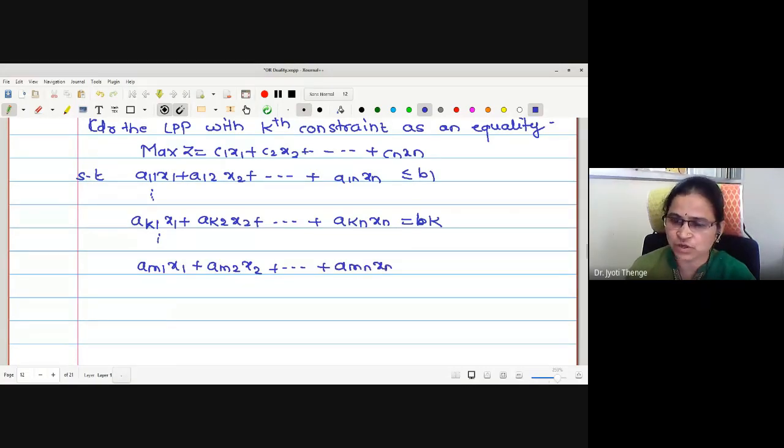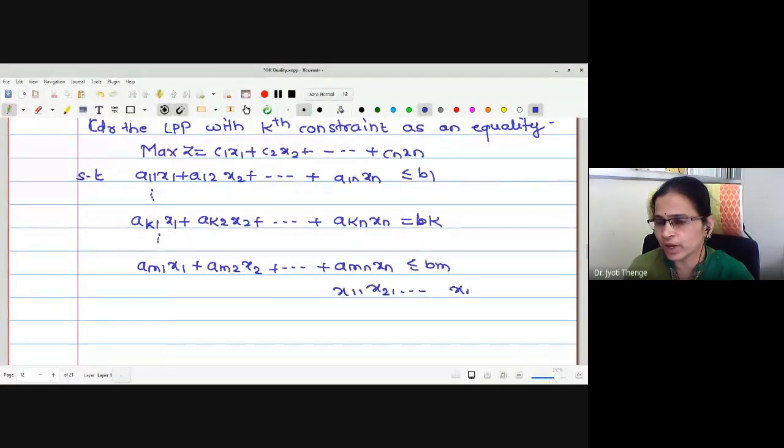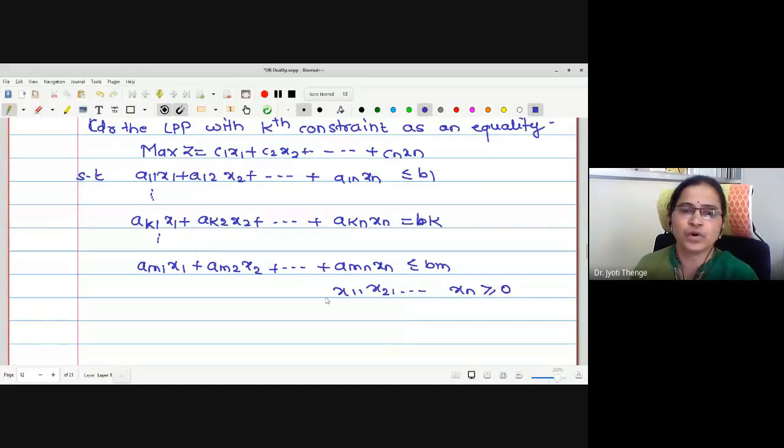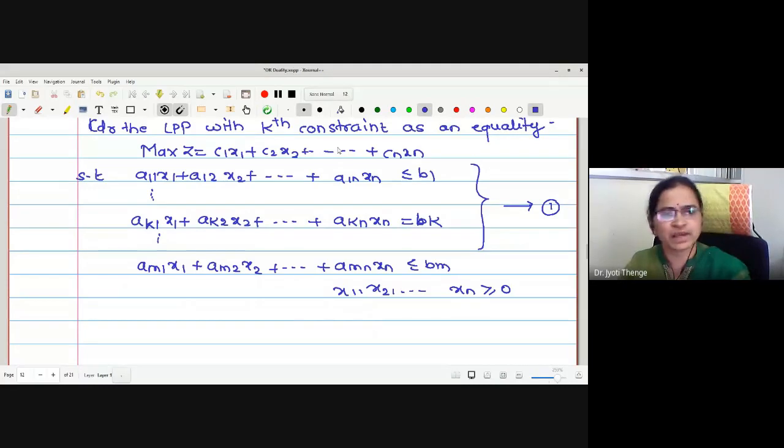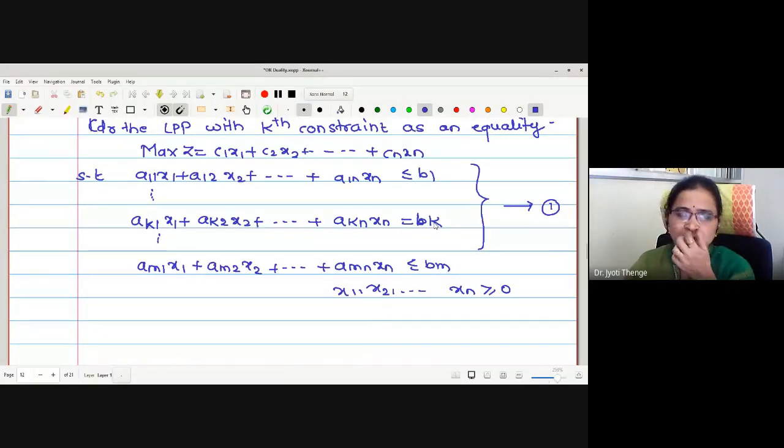And this last one is less than or equals to Dn, and all the variables x1, x2 up to xn are non-negative. Now just tell me whether this given LPP is in a standard primal form. No, ma'am. Objective function maxima, all the constraints should be less equal, but here the kth constraint is not less equal. Then how can we replace this kth constraint, equality constraint, by two inequalities? Two inequalities going in opposite direction means one inequality is with less equal, another is greater equal.